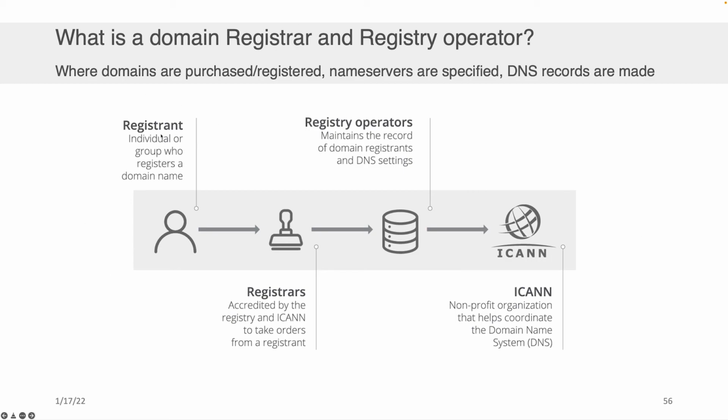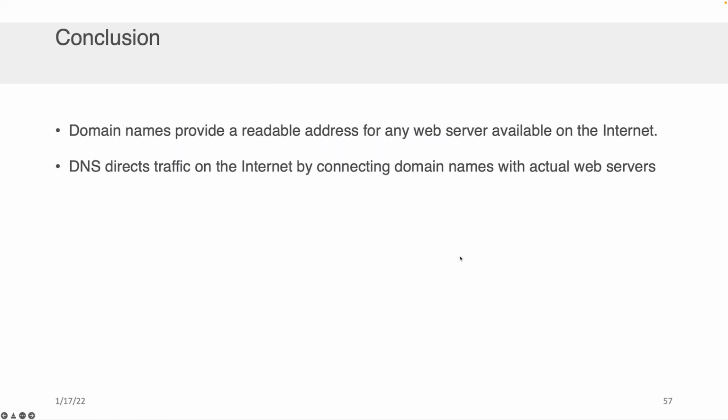So you as a person are called a registrant. You go to a registrar, which are people accredited by ICANN. This is sort of the nonprofit big boss that coordinates the domain name system. These registrars work with registry operators. These are the ones who maintain the records of domain name registrants and the DNS settings. Sometimes the operator and the registrar are the same entity, by the way. Depends on who you're working with. I think AWS, for example, plays both of these roles. And then ultimately, these report back to ICANN and follow their rules and regulations.